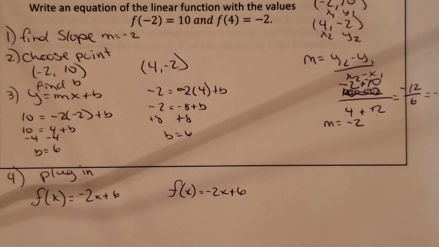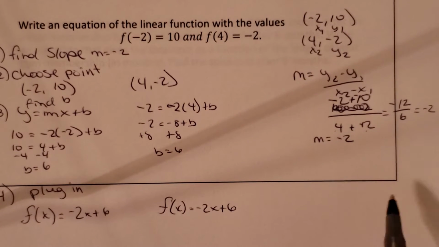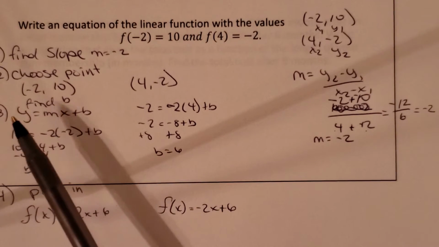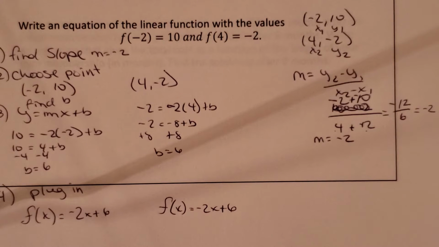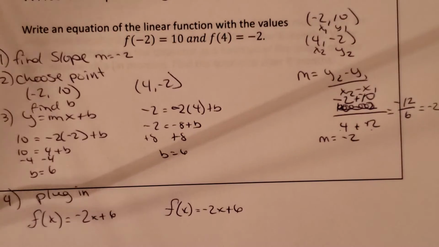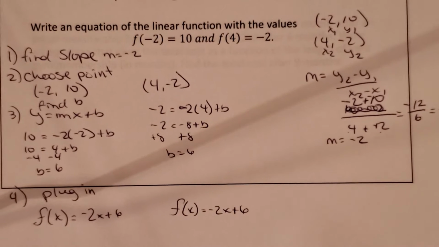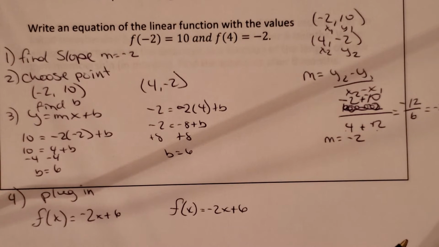Okay. If you have any questions, let me know. I came up with the slope as negative 2. Again, I did both points so that if you chose (-2, 10), or if you chose (4, -2), you can see the work on both. Do you have to do both points on your homework? No. For the extra credit, no. You just have to do one. Questions? Because if you have questions, email me, let me know.